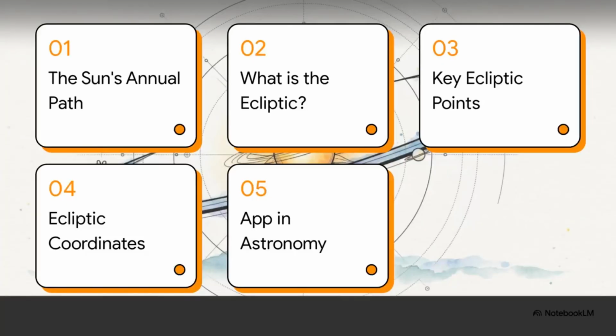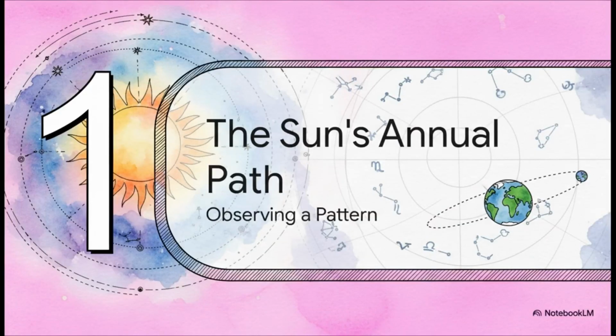Here's the plan for our discussion today. First, we're going to look at how we even figured out the sun's annual path in the first place. Then, we'll get a solid definition of what the ecliptic is and identify its most important landmarks. From there, we'll see how this path creates its own unique coordinate system, and finally, we'll wrap up by exploring why this system is so critical for astronomers. So let's start at the very beginning, with observation.